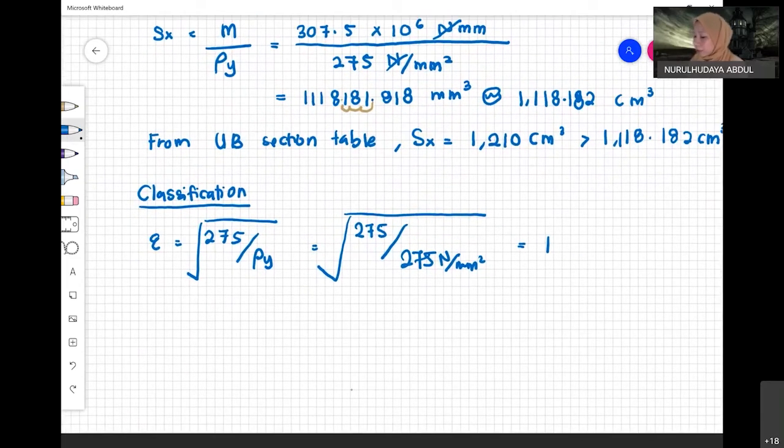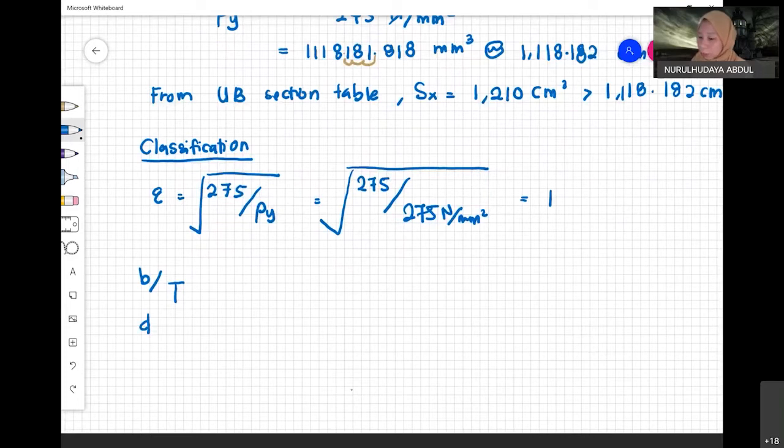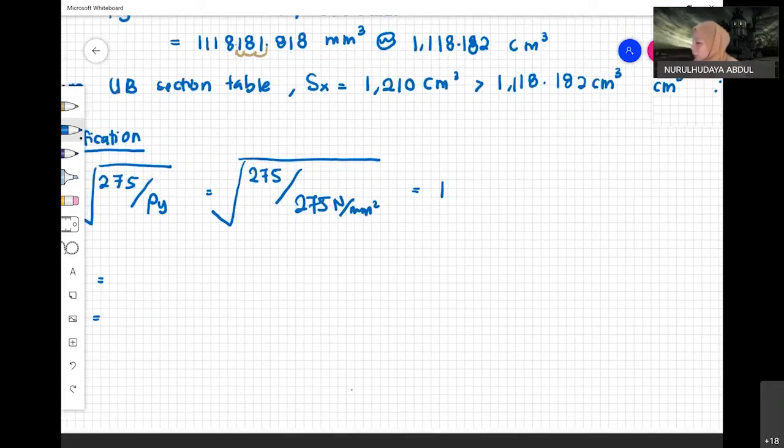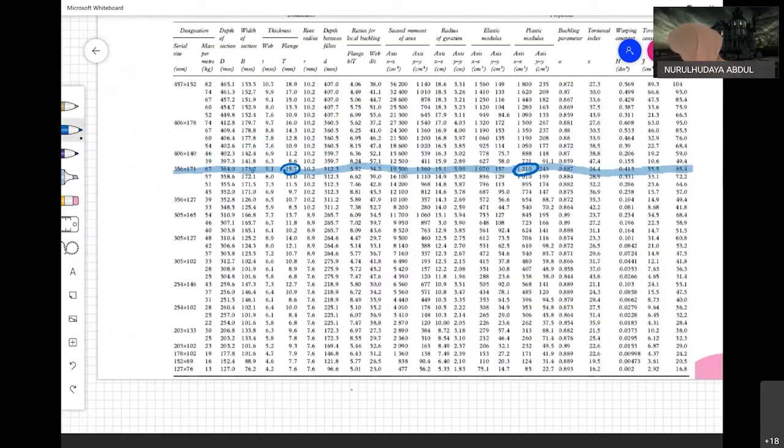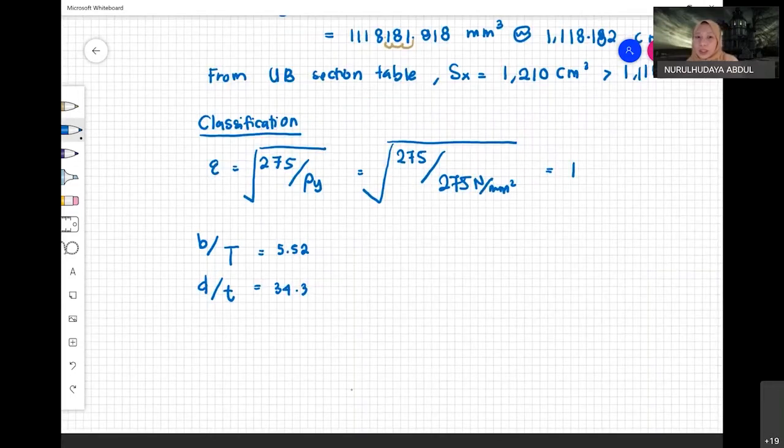Okay, once we get 1, we find B over T and also D over T, one for the flange and one for the web. Our section has subsections; the flange and web have different sizes, so we must check both. So we check our UB section table again for this B over T and D over T. B over T is 5.52 and D over T is 34.3. So what do we compare these with?